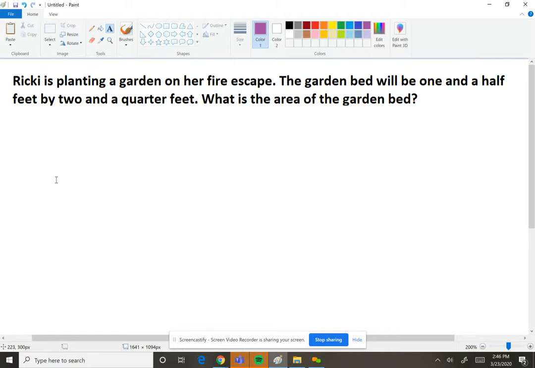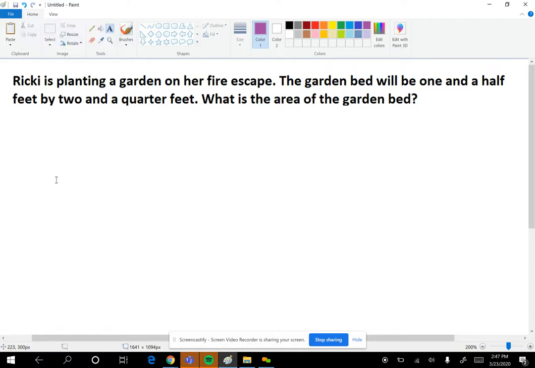I want you to look at our equation. Ricky is planting a garden on her fire escape. The garden bed will be 1.5 feet by 2.25 feet. What is the area of the garden bed? So if we're thinking about this as an equation, we would want to think about it being 1.5 times 2.25.